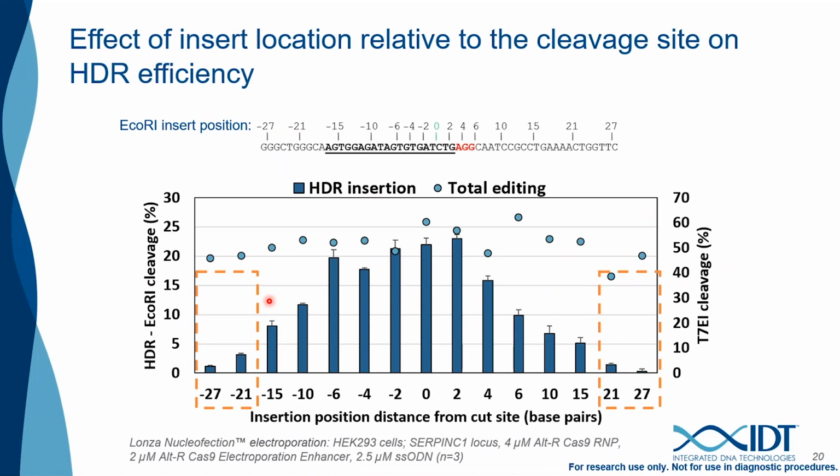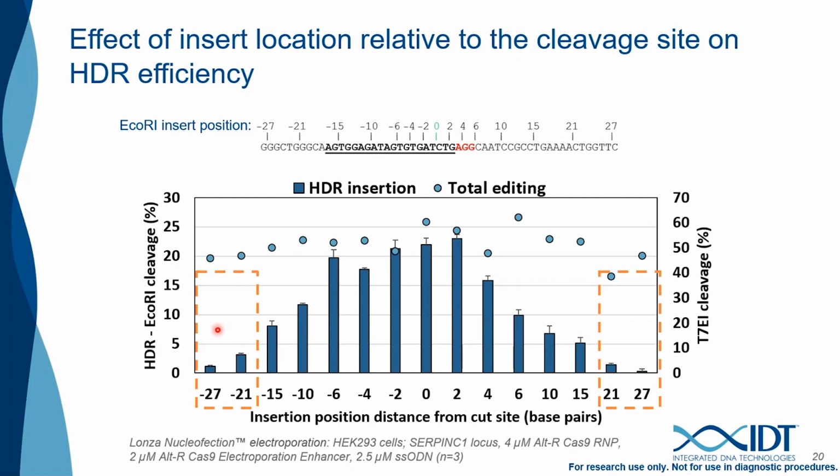All right, so here we're just highlighting the effect of insert location relative to cleavage site. So we are looking at the serpency1 locus in this case, and again, inserting an EcoR1 site right at the cut site or up to 27 bases away from the cut site. And you can see, as long as you're close to the double-stranded break with your HDR insert, rates are pretty high. So as long as you're within 10 to 15 base pairs, you should be able to get decent HDR. But it really does drop off once you get further away from the cut site.